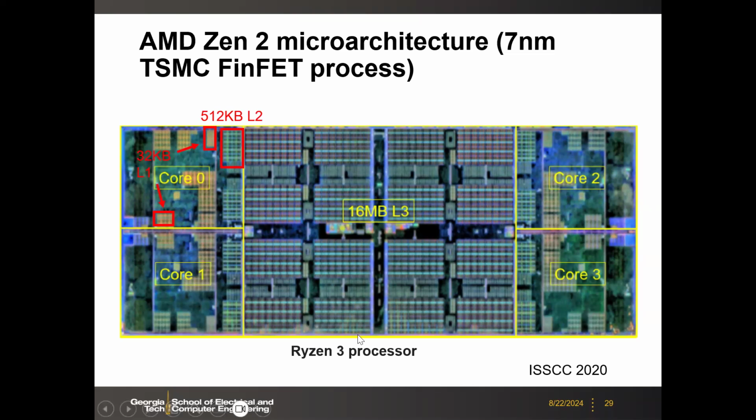Here you see that it has 4 cores. Within each core, it has a 32 kilobyte L1 cache, split between data and instruction. And then you have the 512 kilobyte L2 cache here. And then the L3 is shared among multiple cores, in total a 16 megabyte L3 cache.